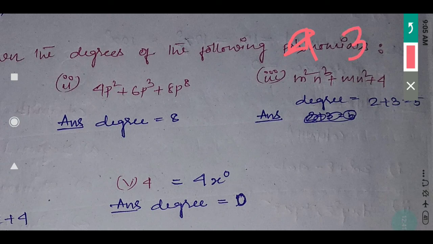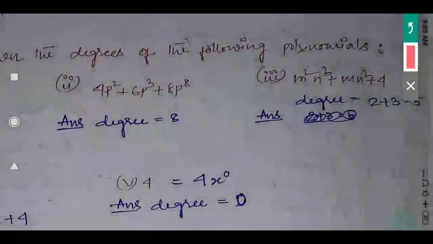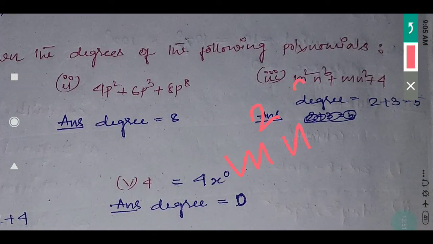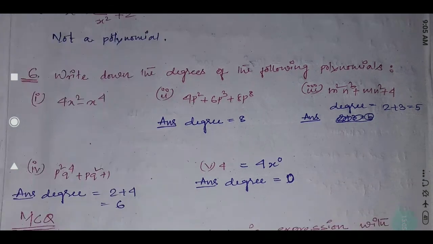So which one is the highest? This one, 4. So that means your degree is 4. Next, this one is m square n cube. In this term your degree will be 2 plus 3, 5. And the next term is given m n square, the degree will be 2 plus 1, 3. So which one is the greatest? 5 is greater. That means your degree will be 5.